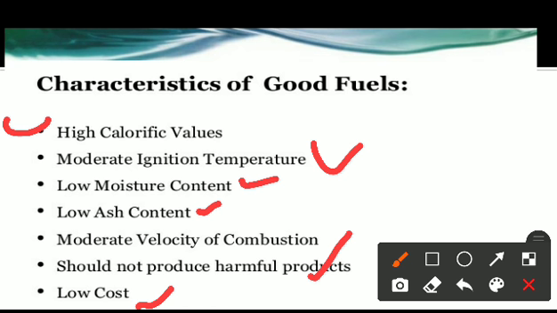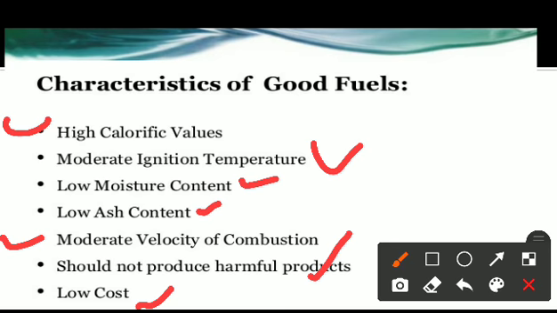They must have low moisture content. If the moisture content is high, then the ignition temperature is going to decrease and their calorific value also decreases. They must have low ash content and moderate velocity of combustion. Okay. Next is what? They should not produce harmful products. That means the gaseous product of combustion of fuel should not pollute the atmosphere and should not be harmful or poisonous for human life. Gases like carbon monoxide, sulfur dioxide, hydrogen sulfide are very harmful gases.